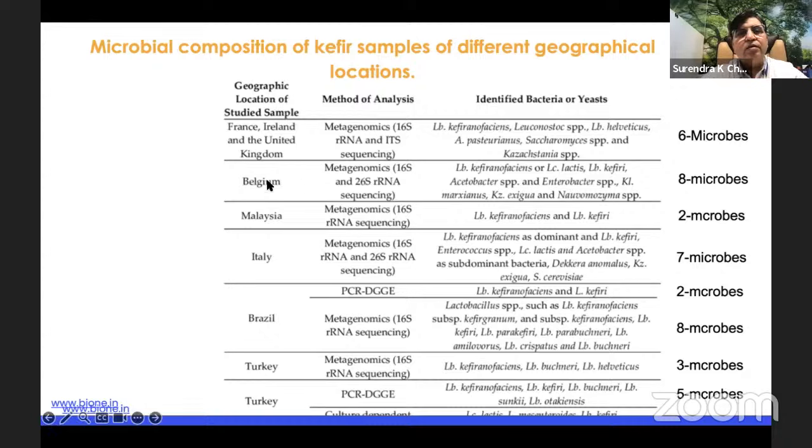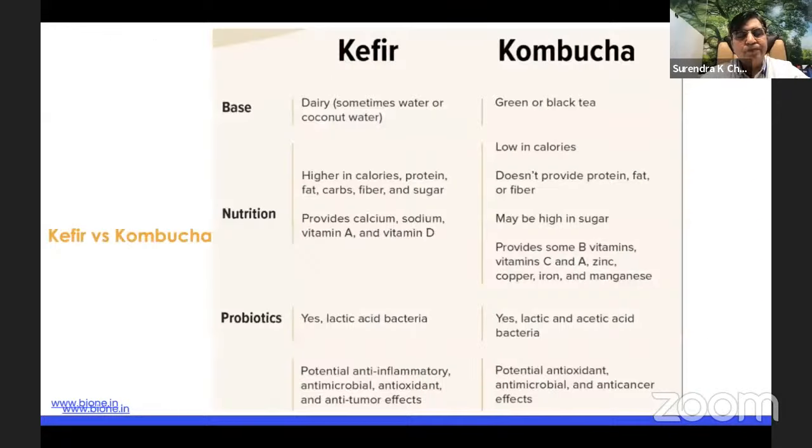And you can see that in the UK, Ireland, and France, 6 microbiomes have been consistently identified. In Belgium, it's 8 microbiomes. In Malaysia, basically 2 microbes. In Italy, 7 microbes, like that. Different countries have different compositions and different ways of making these products which are available in the market for self-usage.